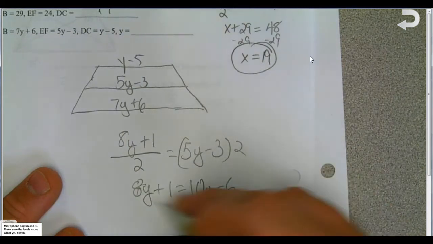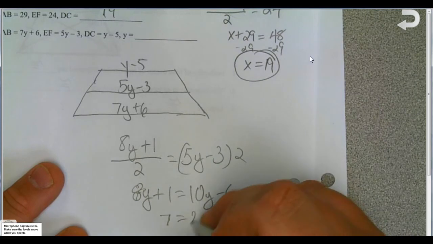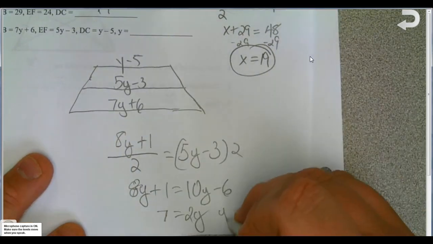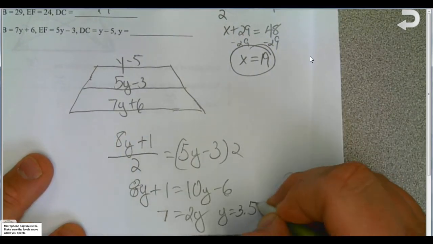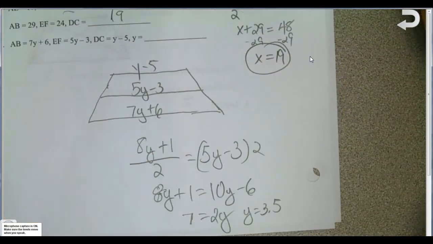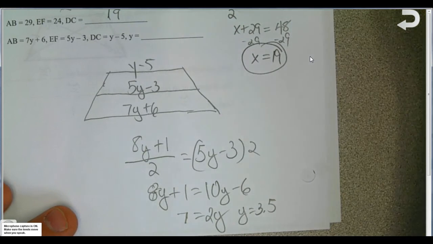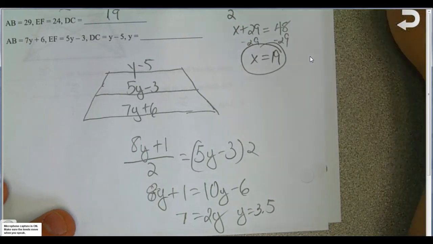I take this over here, I take this over here, 7, 2y, y is equal to 3.5. Okay? Now, we still ended up with a decimal, but that's okay. And actually, I gotta double check my answer on that.